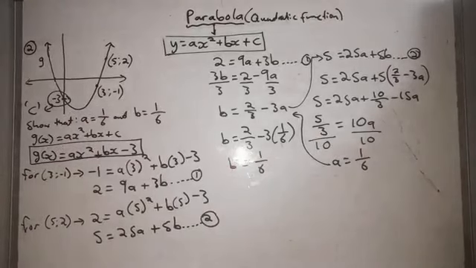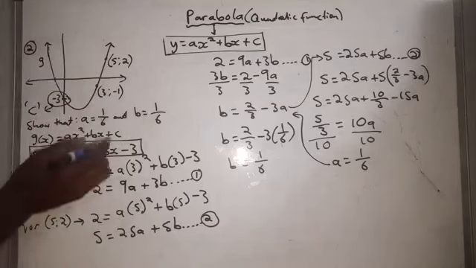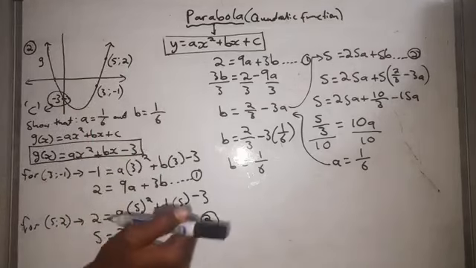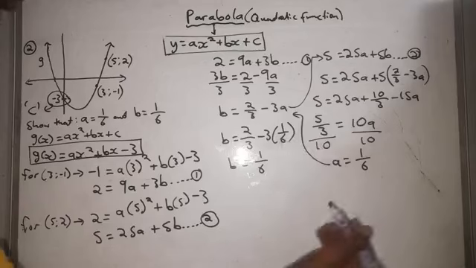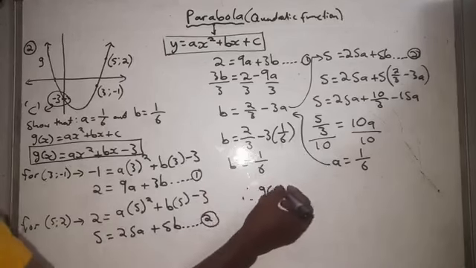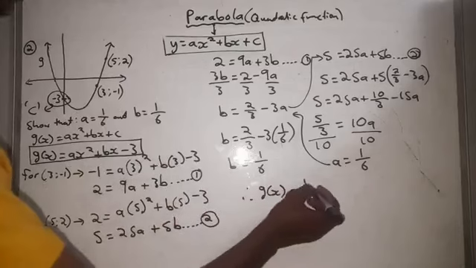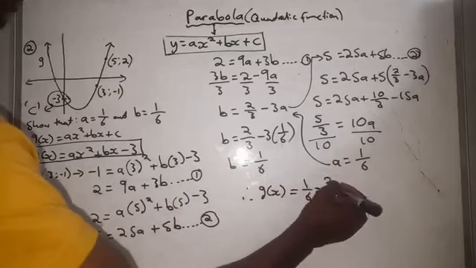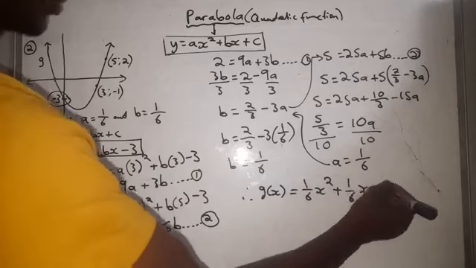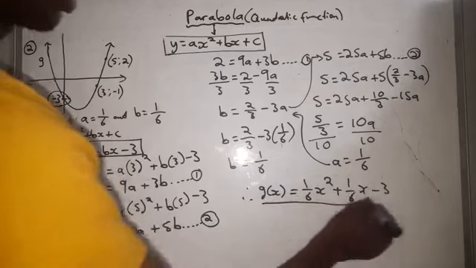For this kind of question, please guys, just act as if you don't know these values, you're finding them. And in completion, for your own information or to answer the following questions, find that whole equation: g of x equals, in the place of a, 1 over 6, x squared, in the place of b, 1 over 6 as well, x, then for c, minus 3. This is the complete equation.